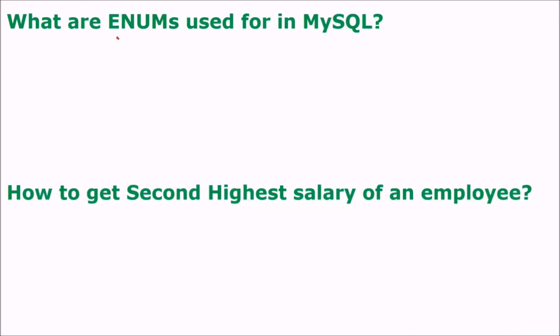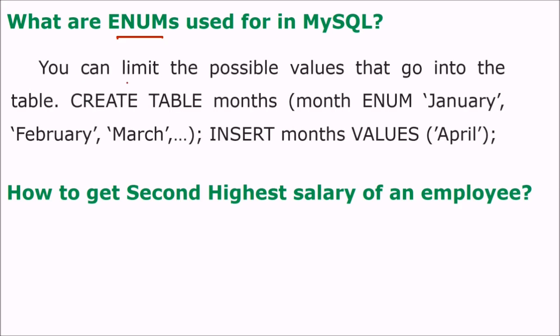What are enumerations used for in MySQL? You can limit the possible values that go into the table. For example, create table month, enum, January, February, March. You can insert month values, April now. So you are limiting the possible values that can go into the table by enums.